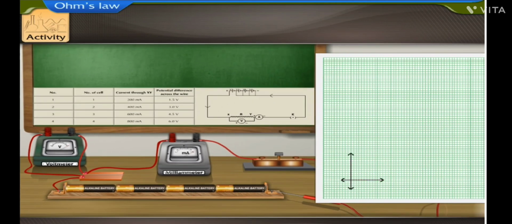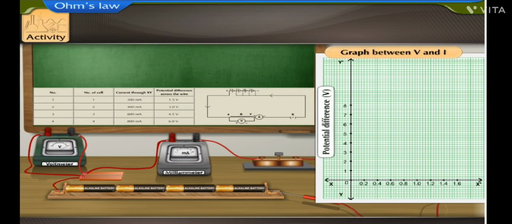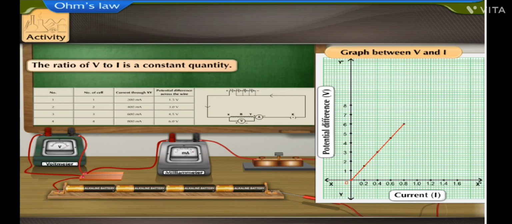Let us plot a graph between V and I. Potential difference V is taken along the y-axis and the current I is taken along the x-axis. Mark points representing observations and plot the graph. It is a straight line passing through the origin. This activity shows that the value of current varies linearly with the voltage. In other words, the ratio of V to I is a constant quantity. This is given in the form of a law, which is called Ohm's law.